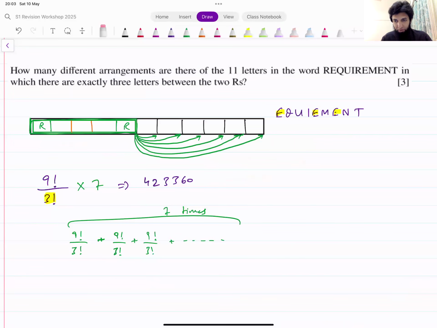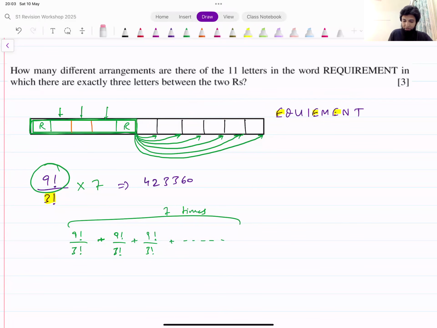Why are we just multiplying by 7 and not 7 factorial? We have already considered the arrangements of these boxes. It's already done when we did 9 factorial. In 9 factorial, we have already arranged those letters, right? The 9 letters in these 9 boxes. We have already arranged them. If you do 7 factorial, that would again arrange these outer boxes. That will be double arrangement. We don't have to do that.